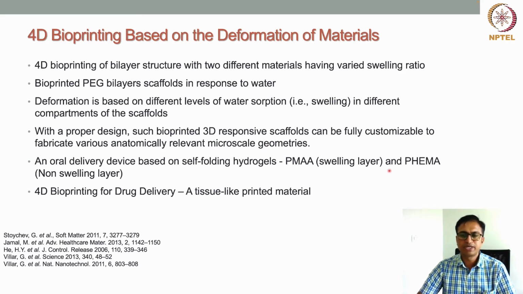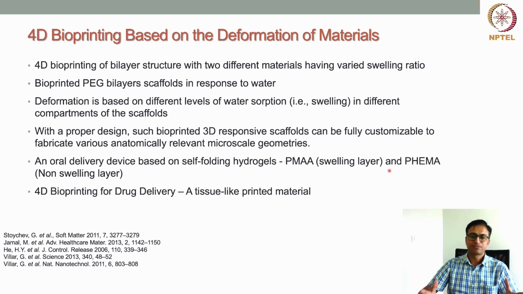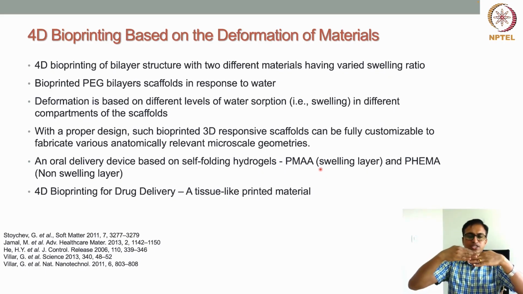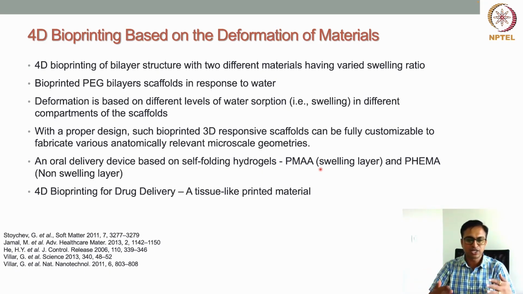Due to that, what will happen? The layer that is swelling will expand more, and the layer that is not swelling will just stay there. Because of this difference in extension, the PMAA will swell more and extend more, while PHEMA will not swell. Slowly the structure will start bending towards the PHEMA layer because the other layer is expanding and the PHEMA layer is not expanding. That's why this will get folded.